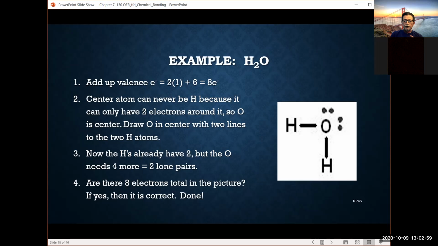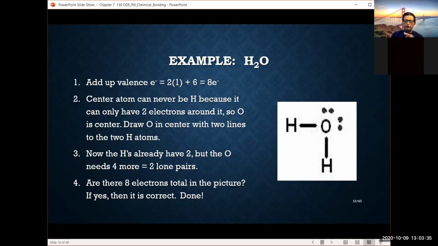So in the case of water, H2O, we have 2 hydrogens, each with 1 valence electron, hence 2 times 1. And then oxygen being in group 6 brings in 6 valence electrons. So we have a total of 8 valence electrons to work with. And with those, we're going to build the structure. Also keep in mind that we're striving for the octet, with the exception of hydrogen, because hydrogen's rule is a duet and not an octet.